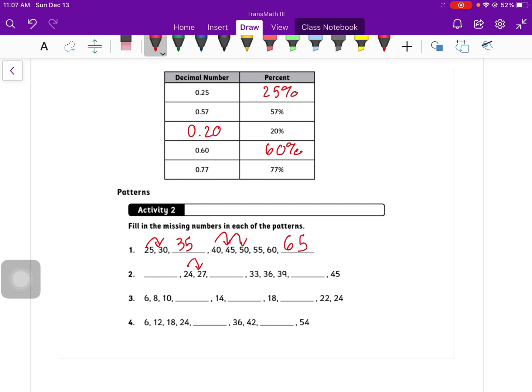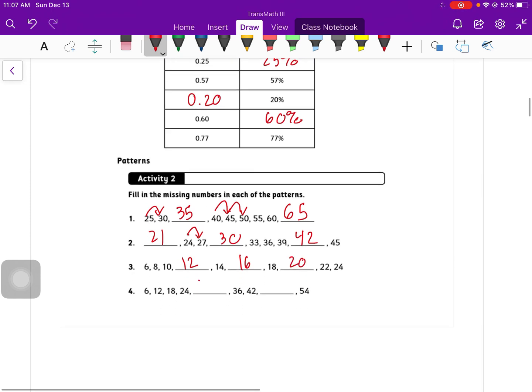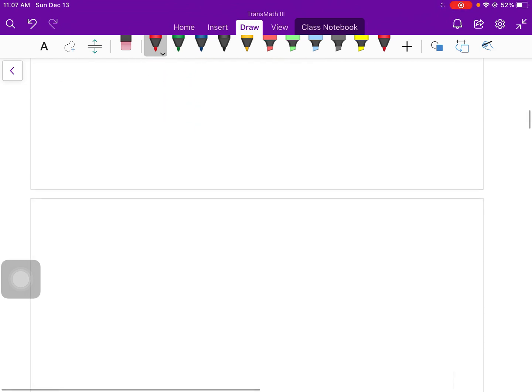For number 2, if we're going to the right, we're going up 3, which means if we're going to the left, we're going down 3. So this should be a 21, a 30, and a 42. Number 3, we're going up by 2s. And number 4, we're going up by 6s. So we should have 30 and 48.